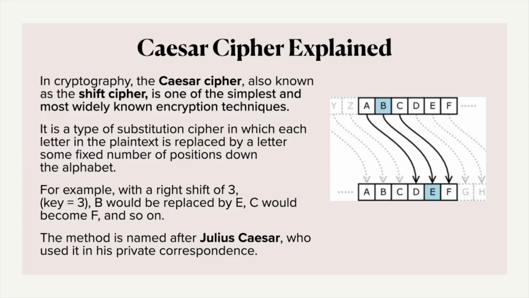And the best way to explain this is with an example, and you can reference this image on the right. So for example, if you had a right shift of 3, where that would mean the key value is 3, B would be replaced by E, and C would become F, and so on and so on. So if you start at B, B goes to C, that's one position over, C goes to D, that's the second position over, and then D goes to E, that's 3 positions over, and we can see B goes to E, C would go to F, and then D would go to G, and so on and so forth. This method is named after Julius Caesar, who used it in his private correspondence.